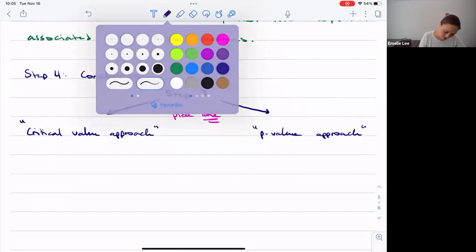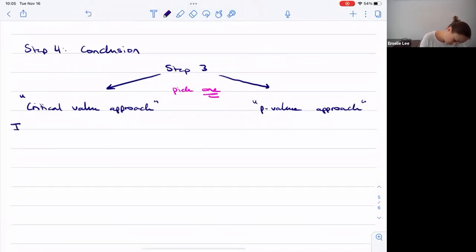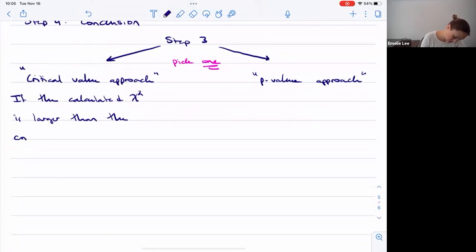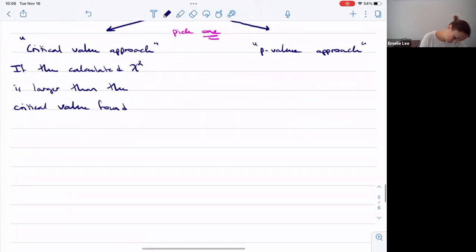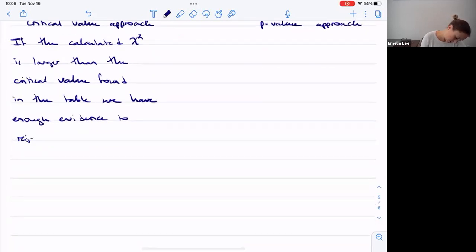So here, what we would say is if the calculated chi-squared is larger than the critical value found in the table, we have enough evidence to reject H naught.